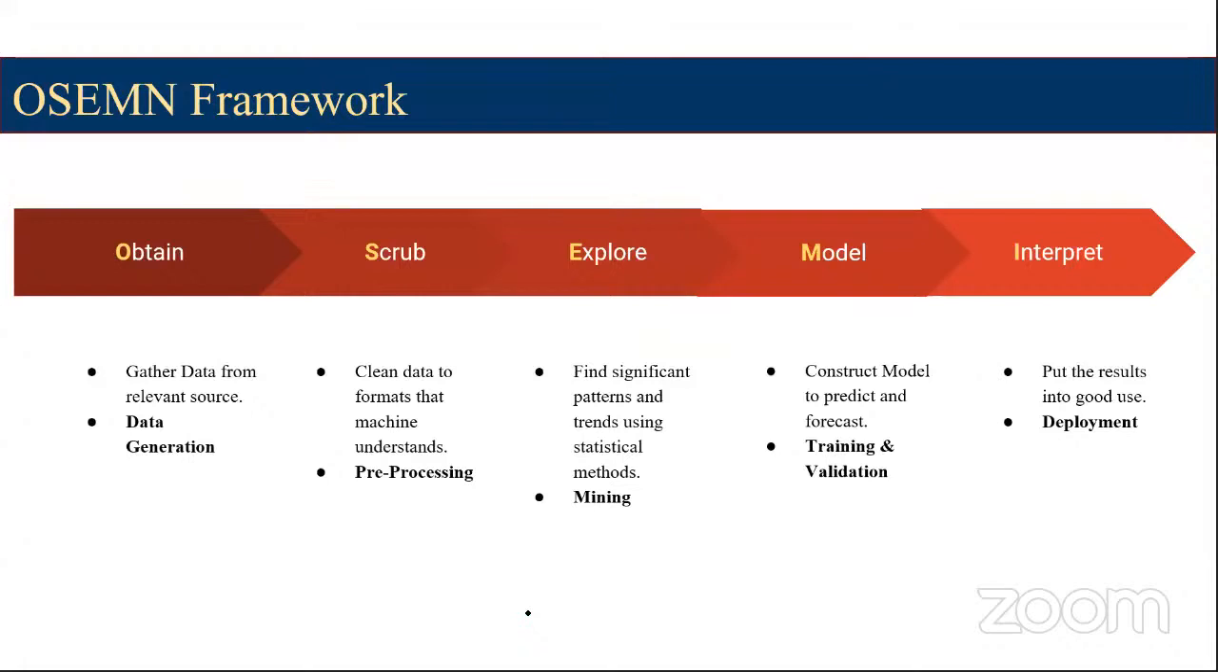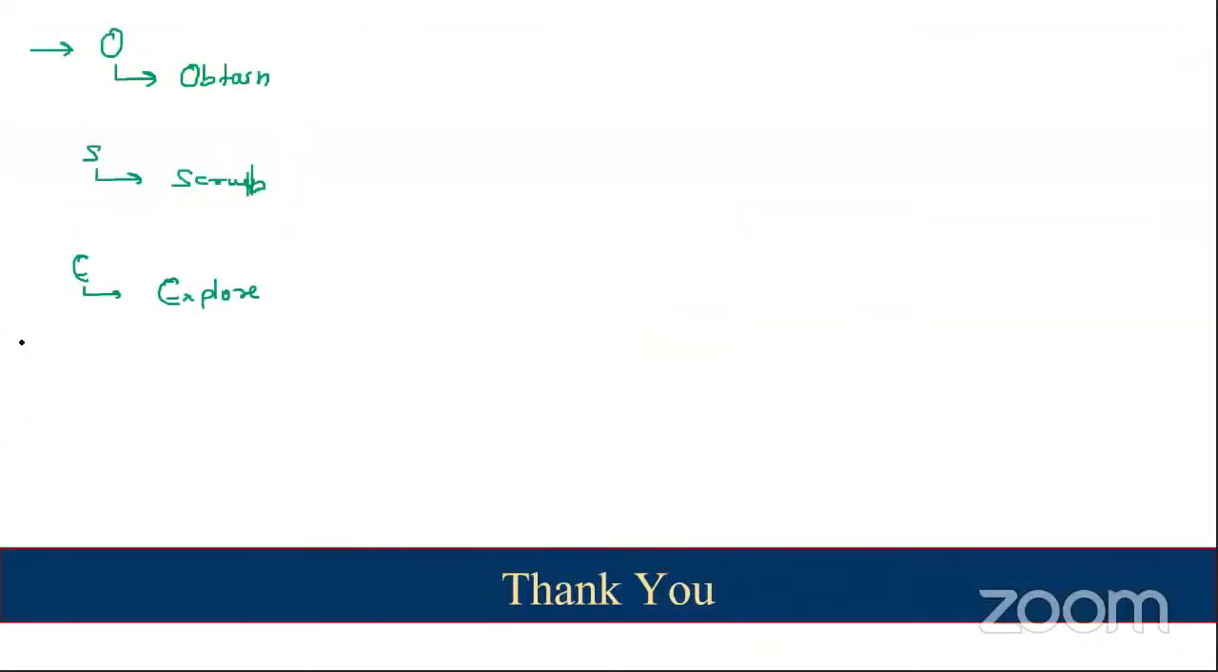See, so in OSEMN framework, O is obtain, S is scrub, E is explore, M is model, and N is interpret, right?